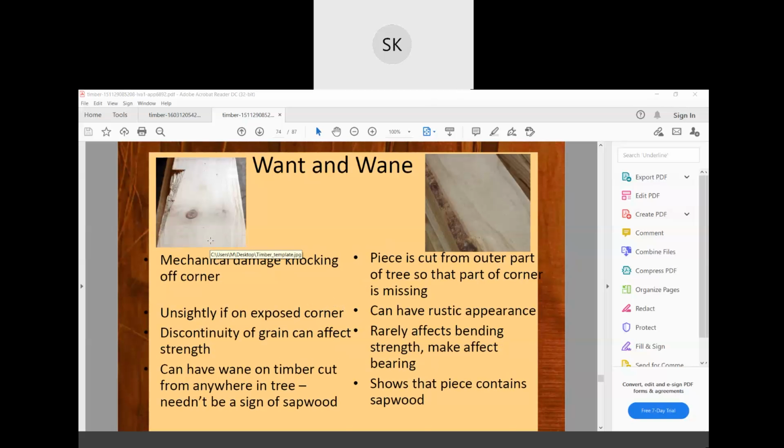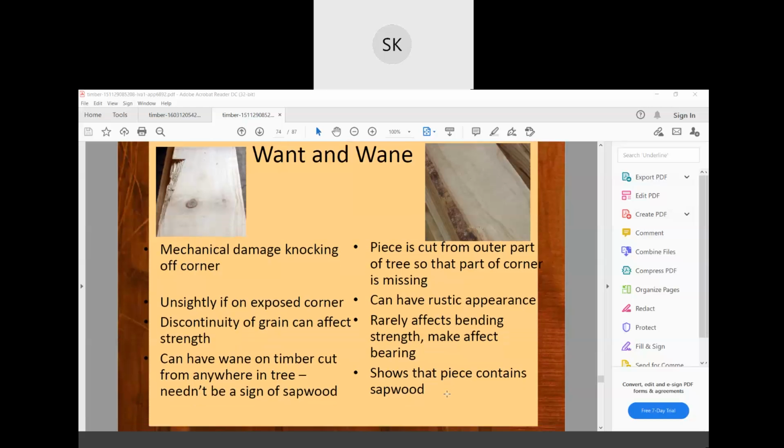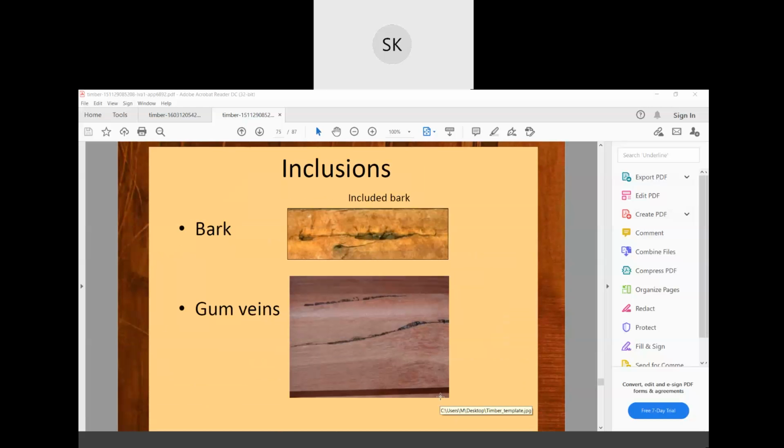Mechanical damage, knotting of corner. A piece is cut from the outer part of the tree so that part of the corner is missing. This one is unsightly, but an exposed corner can have a rustic appearance. If you see the figure, it has a rustic appearance. Discontinuity of grain can affect strength, rarely affects bending strength, may affect bearing. And it can have vein or timber on timber cut from anywhere in the tree, and it shows the piece contents of sapwood.